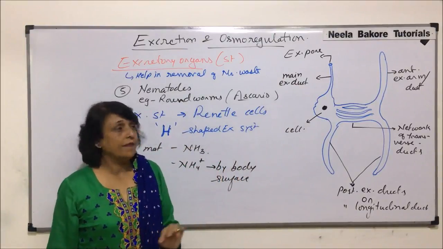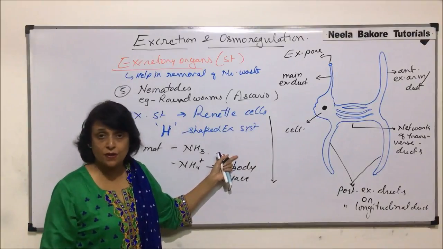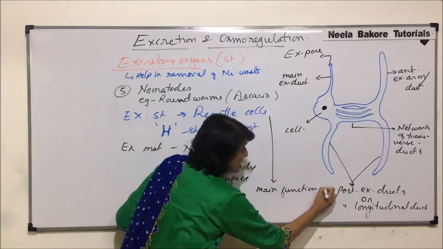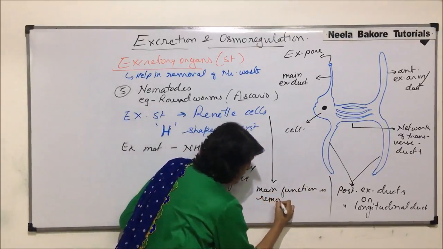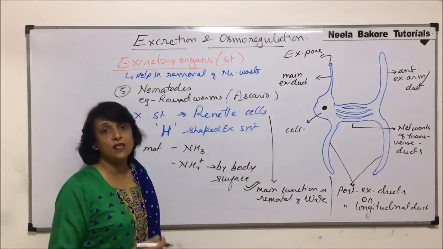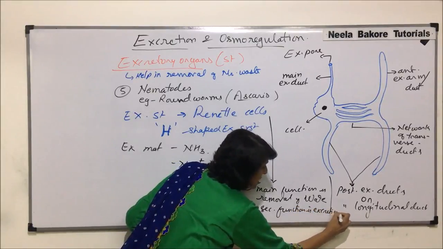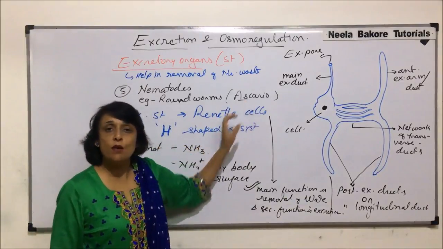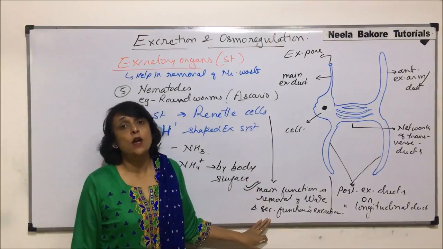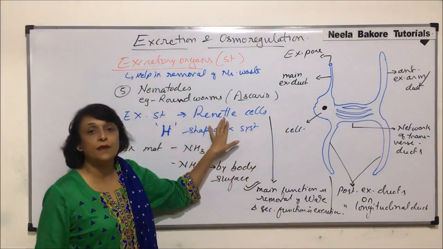Now, scientists believe that these renette cells, this is something which we need to understand. Here we are talking of them as excretory structures. But most scientists believe that their main function is removal of water, and the secondary function is excretion. But as Ascaris is an endoparasite, there is no such condition where there would be excess of water coming in. But this is what most of the scientists believe. But this is the structure which is also helping in removal of ammonia. And that is why we take them as excretory structures.